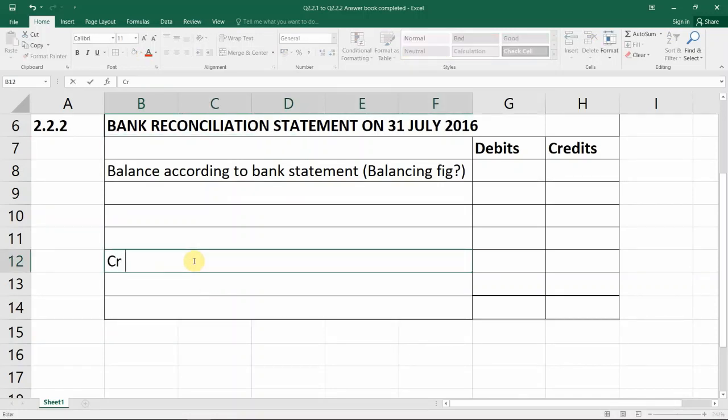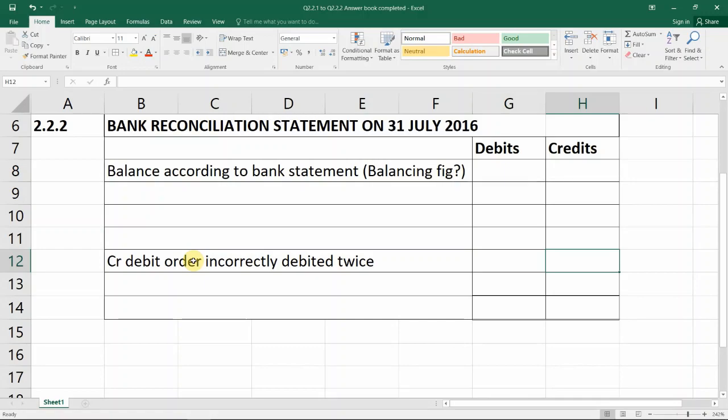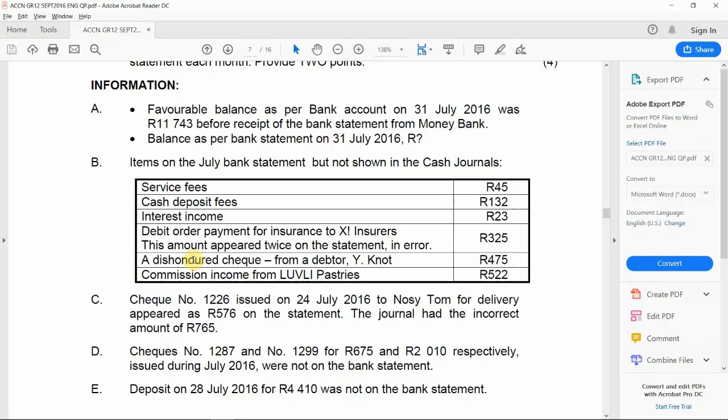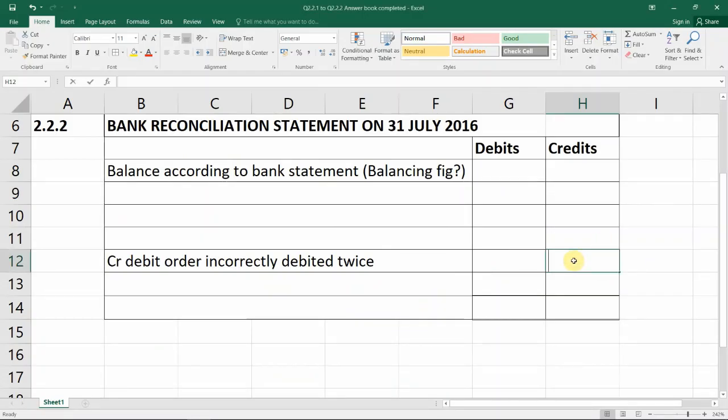So credit, debit order incorrectly recorded, incorrectly debited twice. And that amount is the 325 Rand.